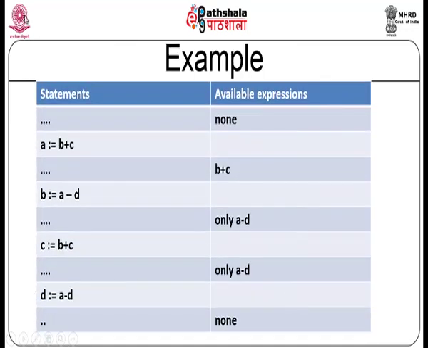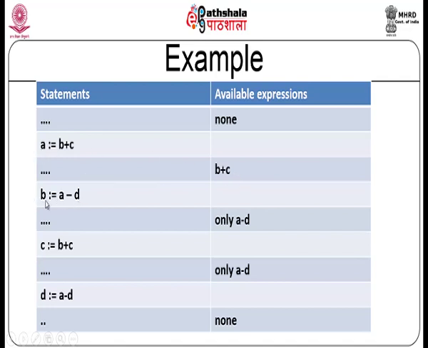Now, let us take this example. These are my statements and these are my points. This is the first statement, so I say that no expression is available. So, A is equal to B plus C. I have to add this B plus C to my available expressions and I have to remove expressions involving A. Nothing is there, therefore, I do not do anything.